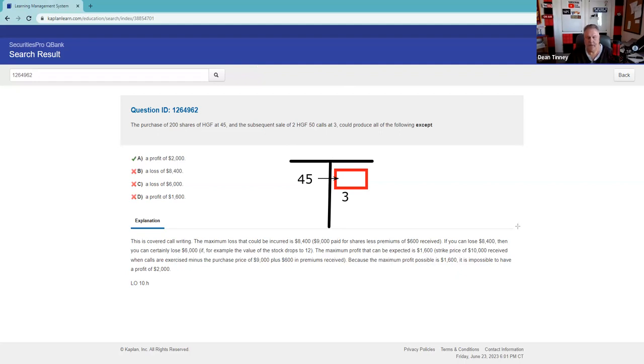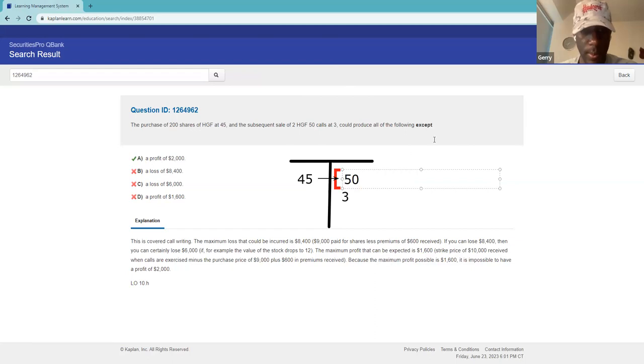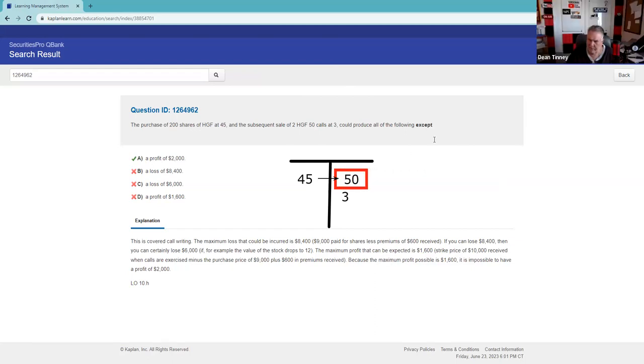Okay, so it could produce all the following except a profit of $2,000. Well, I don't think so. And the reason is that if I plug in the maximum gain, I have agreed that I will sell that stock at 50. If I didn't want to sell that stock at 50, I shouldn't have collected the premium. If this gets called away from me, this is the disadvantage of a covered call: I don't participate past the strike price. So the most I'm going to make is 8 points, twice, because there's 200 shares. So the most I'm going to make is $1,600. Not 2,000.